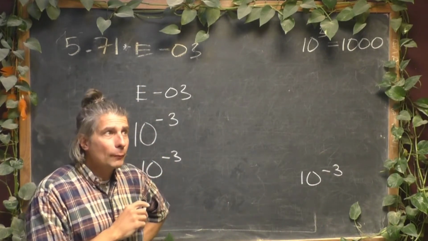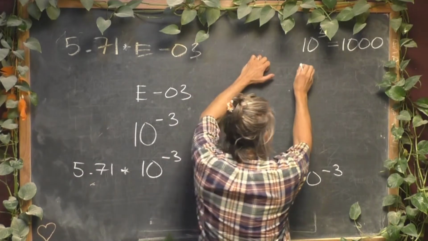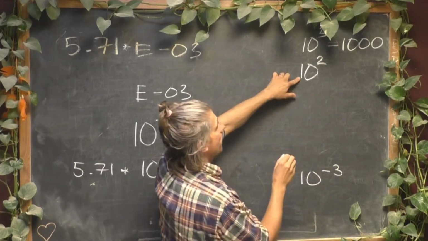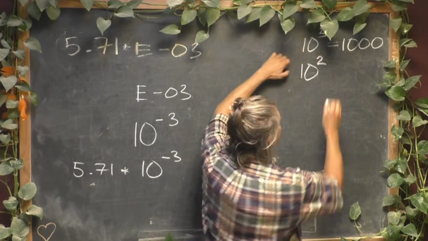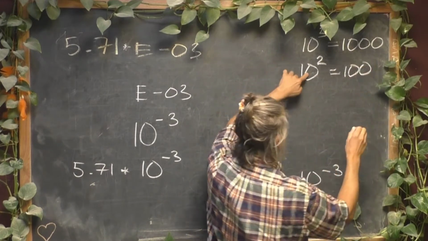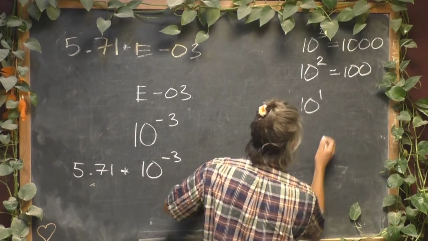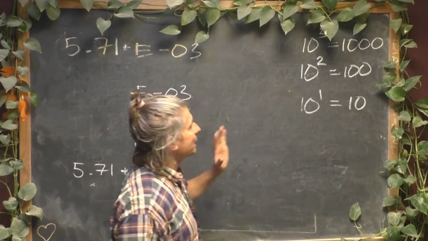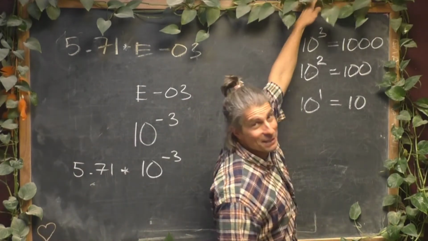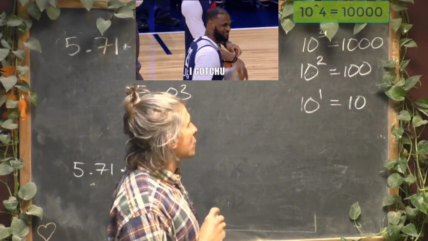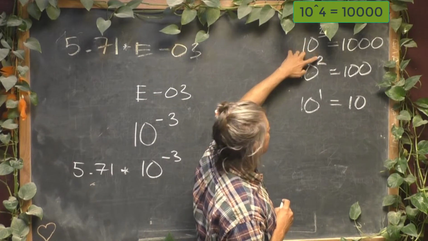Let's continue this pattern, but move this closer to this. How about 10 squared? What I did was I dropped the exponent by 1. So 10 squared is 100, 10 times 10. How about 10 to the first? That's just 10. Now I want you to look at these 3 patterns. You see how the exponents are dropping by 1 each time? 10 to the third, 10 to the second, 10 to the first.